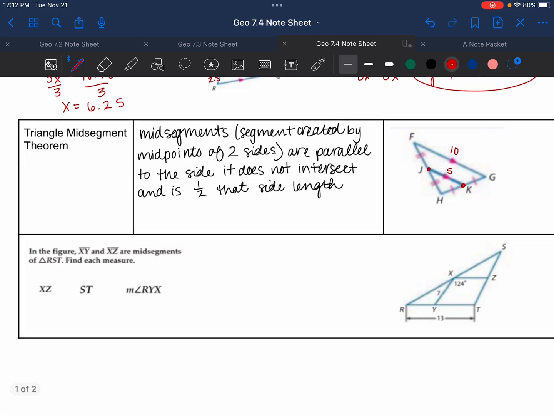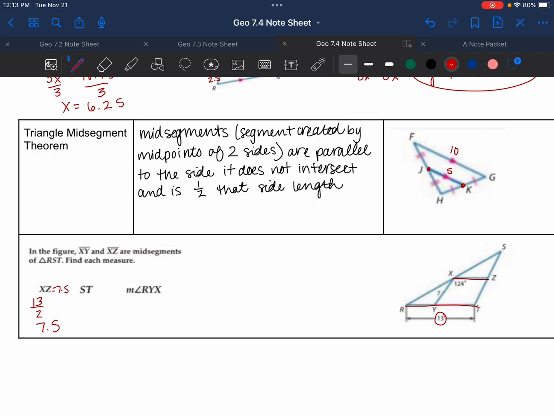All right, so in the figure, XY and XZ are midsegments of triangle RST. Find each measure. So XZ. XZ is one of the midsegments of the triangle. So it's parallel to this side, and it's also half of this side. Well, RT is 13, so XZ is half of 13, which is 7.5.